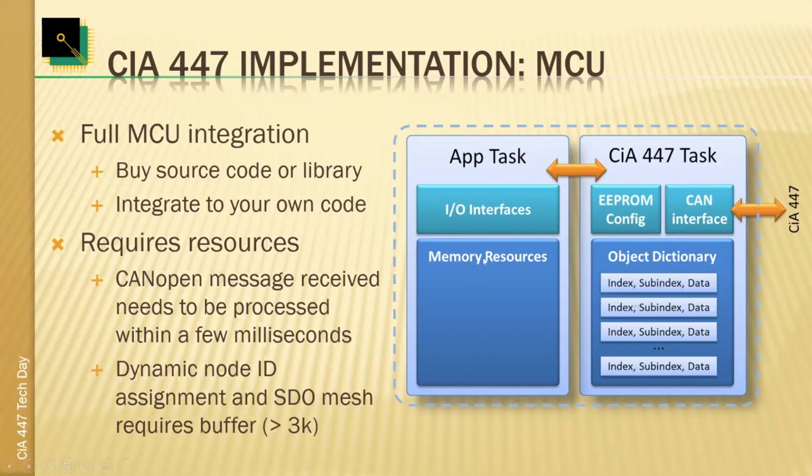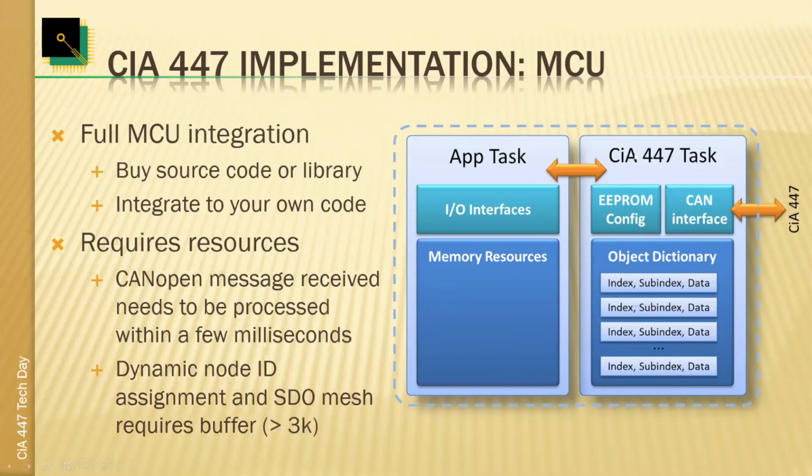So there are quite a bit of resources even in comparison to regular CANopen implementations. We can see from our own code that in comparison to a standard 301 CANopen implementation, we require quite a bit more RAM and buffers, where a regular 301 CANopen implementation can probably get away with a few hundred bytes of RAM. In CiA 447, we really need a few thousand bytes of RAM because we need to be able to buffer communication to potentially 15 other devices. And the dynamic node ID assignment also has quite a few things that need to be stored.